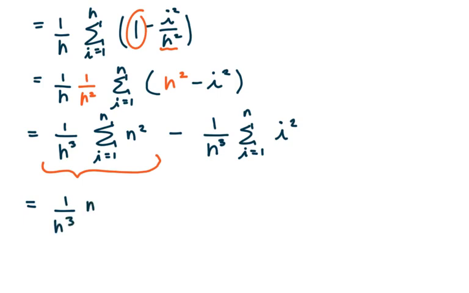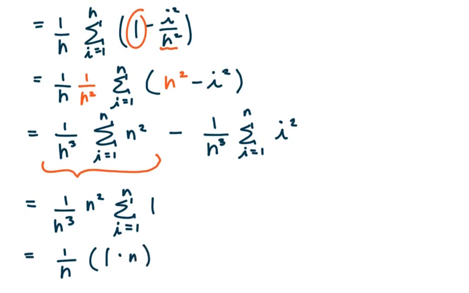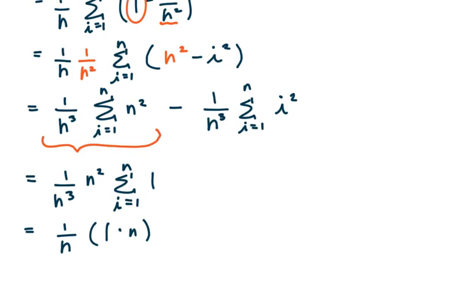n cubed, pull the n squared out, that's going to give me 1 over n, times the sum as i goes from 1 to n of 1. So that's the sum of a constant, and the sum of a constant is going to be that constant times n. So the first piece, n squared over n cubed, gives me 1 over n, and the sum of my constant is 1 times n. So we can see this first piece here simplifies to 1.